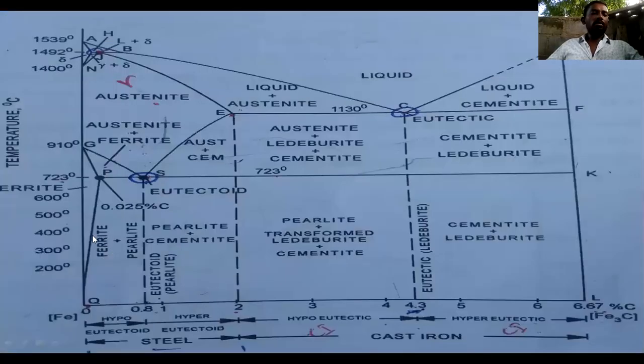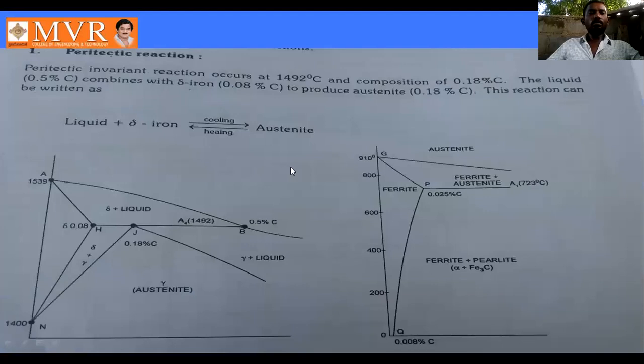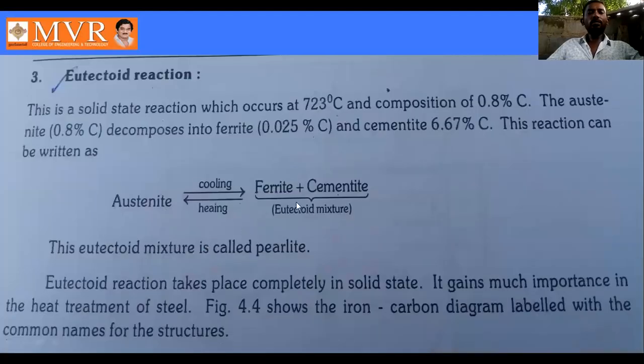So in this austenite, we are heating or cooling, you can get ferrite plus cementite, ferrite plus pearlite. This portion we can call one of the eutectoid reactions. The eutectoid reaction takes place completely in the solid state and is important in the heat treatment of steel.